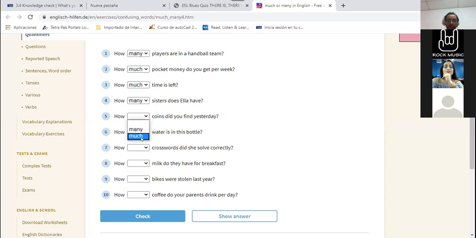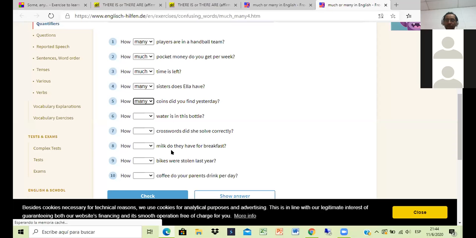What does coins mean? Coins, monedas, teacher. Correct. Okay. How much water in this bowl? How many crosswords did she solve correctly? Yes, crosswords.